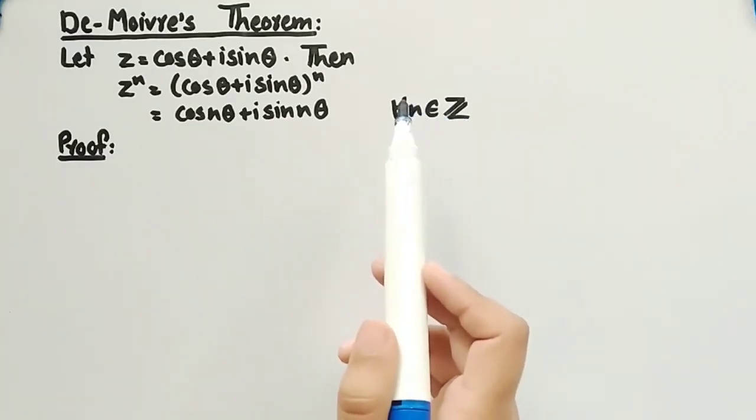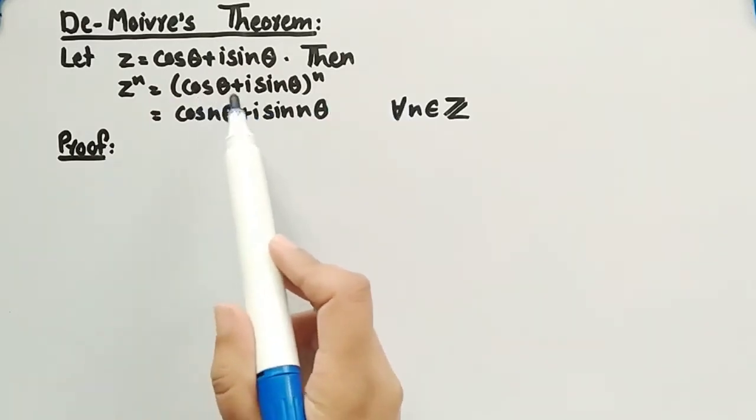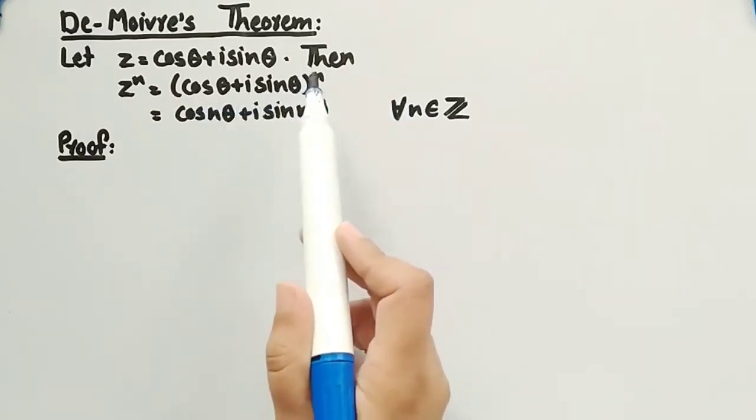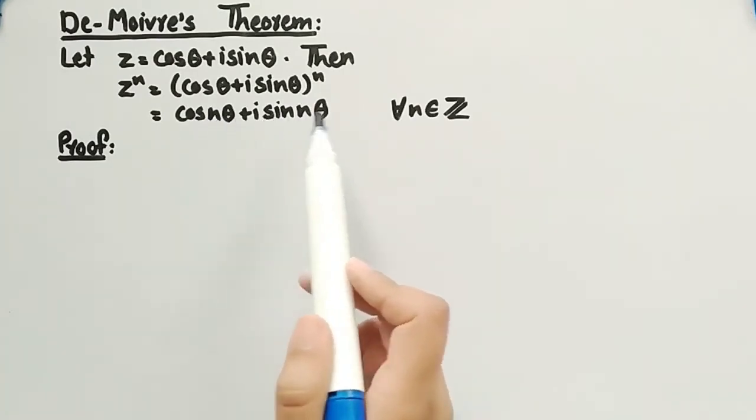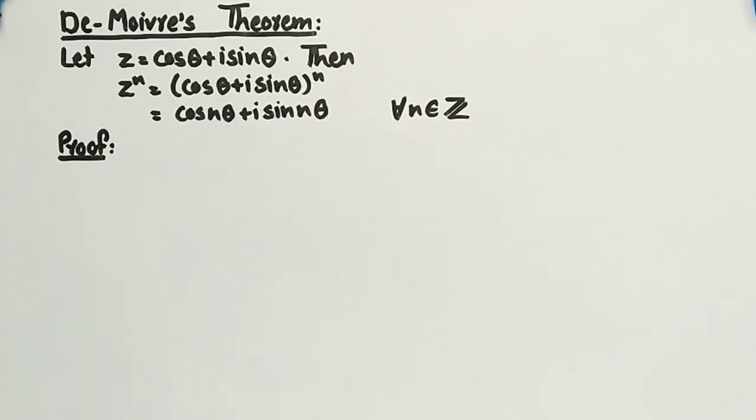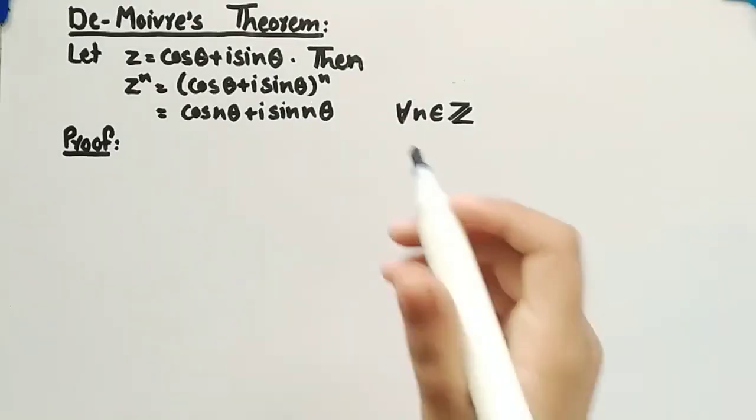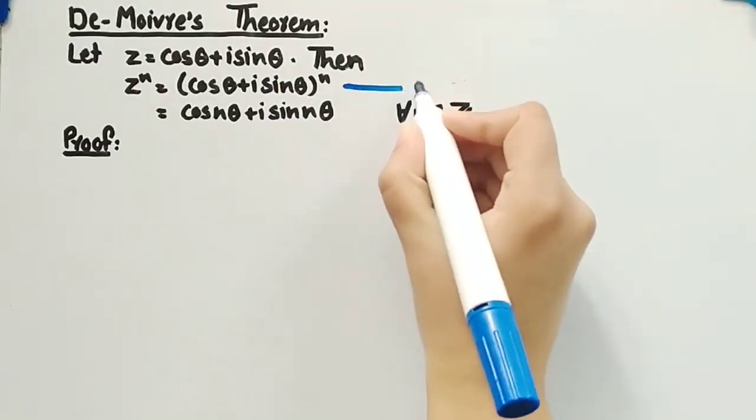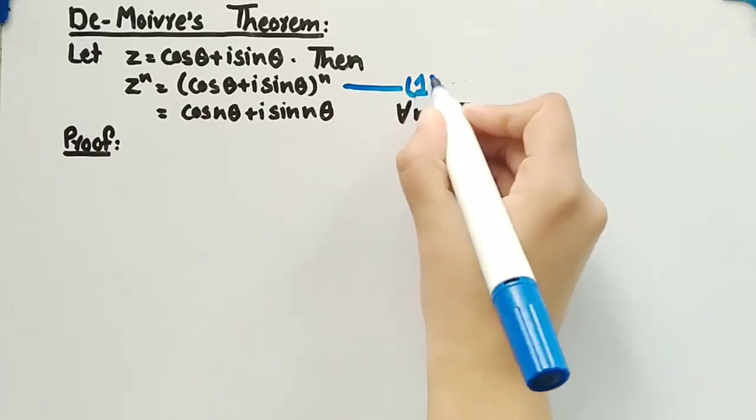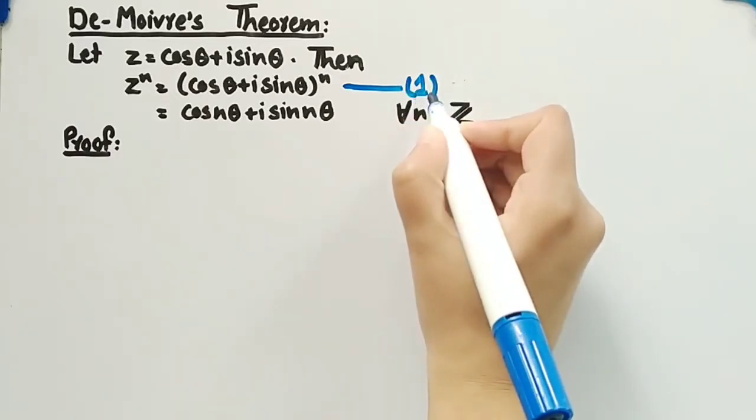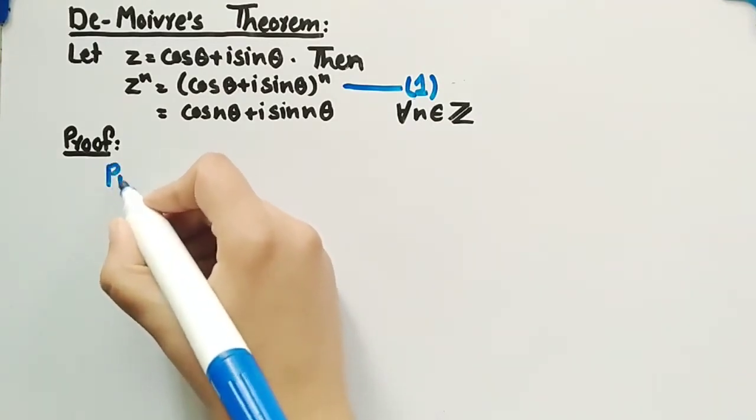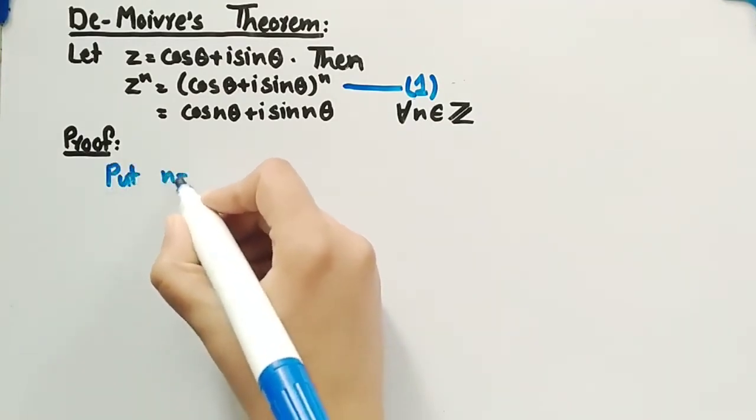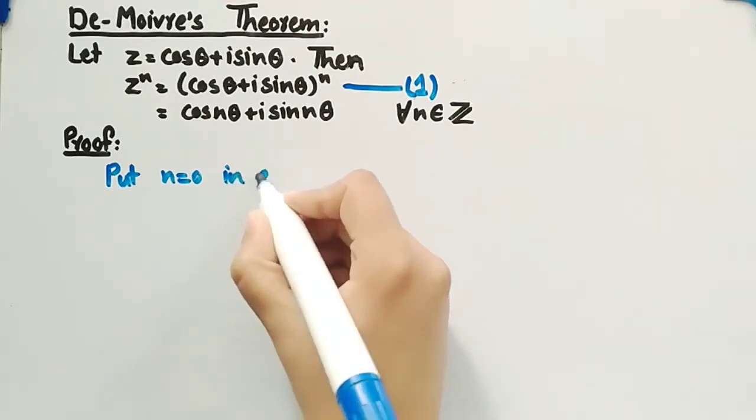Here we have to show that we can write (cos theta plus iota sin theta) raised to power n as cos n theta plus iota sin n theta. Let it be named as equation number 1. We will use the principle of mathematical induction to prove this theorem. Firstly, put n is equal to 0 in equation 1.